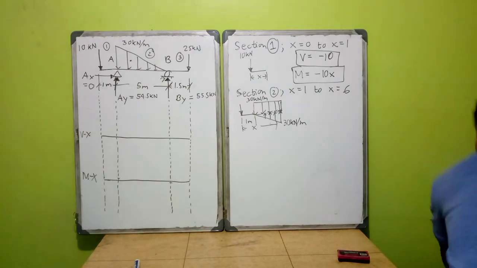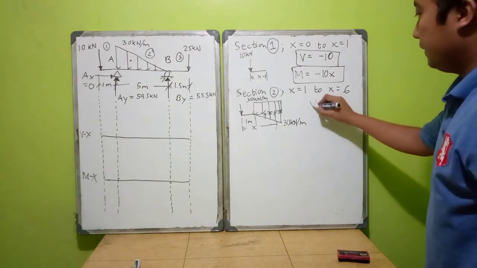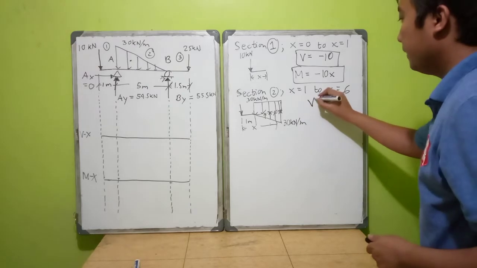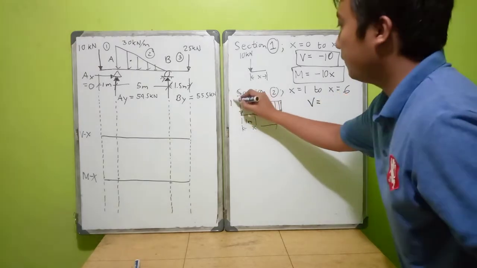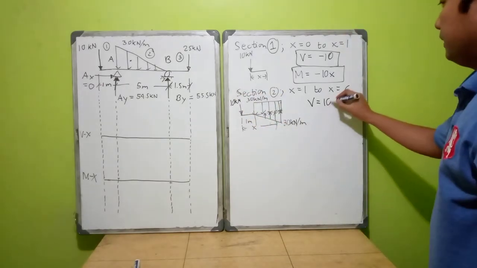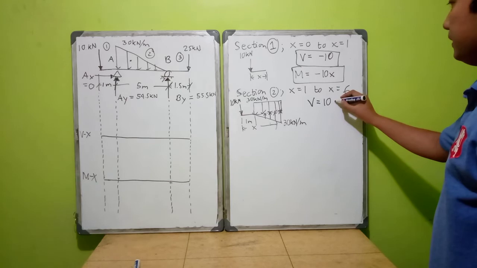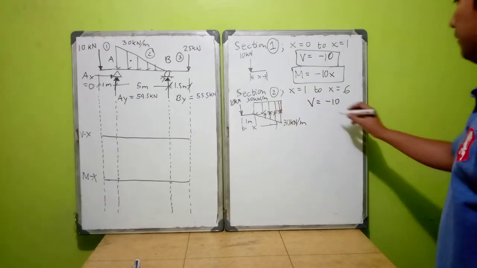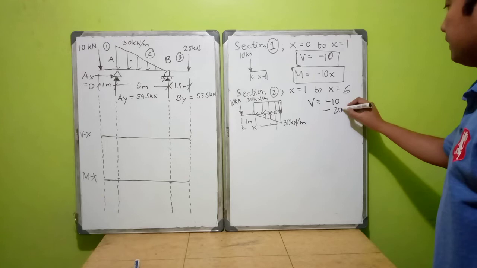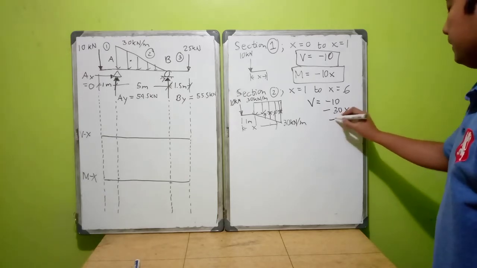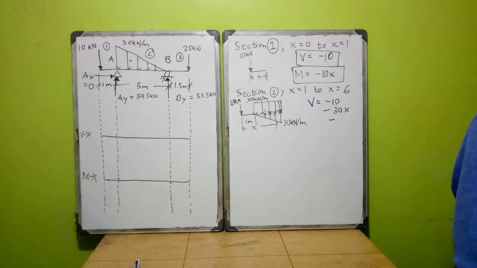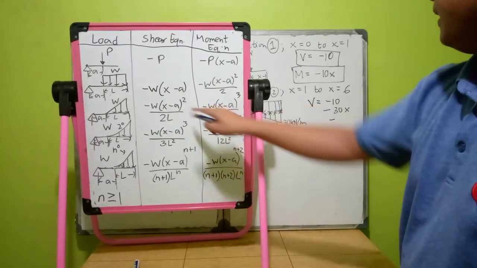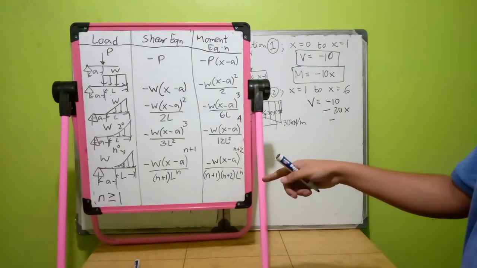So we have V equal to, this is 10 kilonewton, and since this is downward, it's negative 10, minus 30x, minus, where our a here is 1.